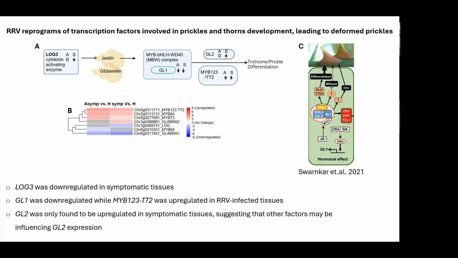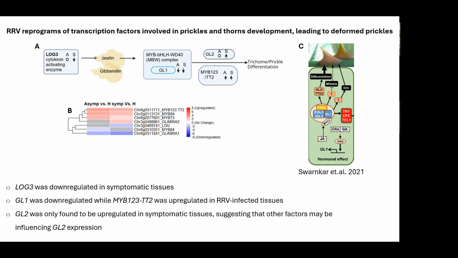So we went ahead and looked at the transcription factors involved in the formation of the prickles and thorns, and we found they were manipulated. When you look here, ROC3, which is involved in the production of cytokinin, is downregulated in symptomatic. So we expect the levels of cytokinin, or zeatin, to be low. And when there are low levels of zeatin, we expect the MBW complex, of which GRBRA1 is one, to be downregulated, and that is what is happening here. It is downregulated in both asymptomatic and symptomatic.